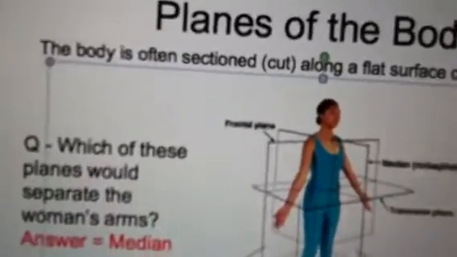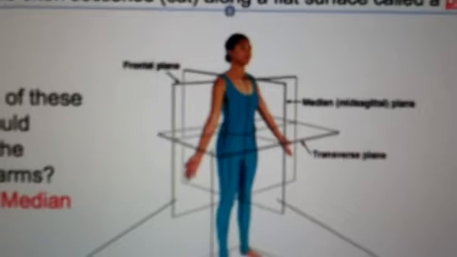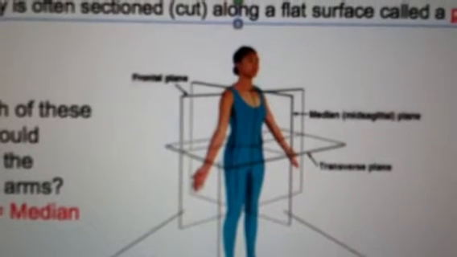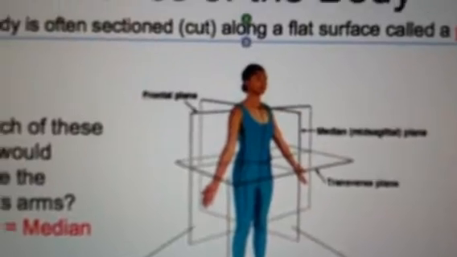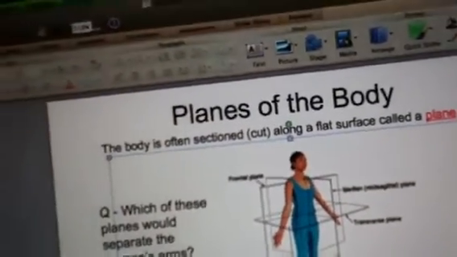When we look at the woman here, we see 3 different planes going through her. The first plane is what we call the frontal plane. I'm going to use a little bit of help here. We're going to enlist the help of our rock star doll that we have here.